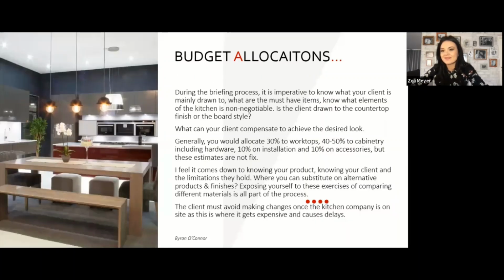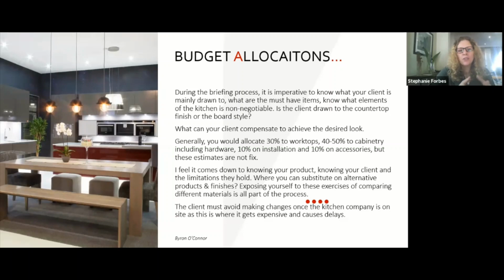Thanks, Zoli. So Byron, maybe you can explain, now that you've ascertained how much the client has to spend, how do you allocate that budget? How do you spread it out? Where does it go?